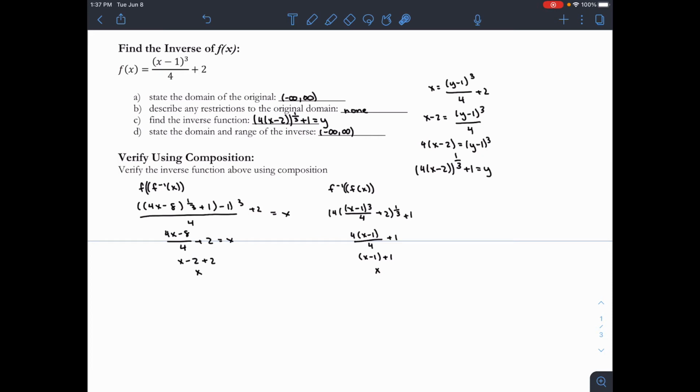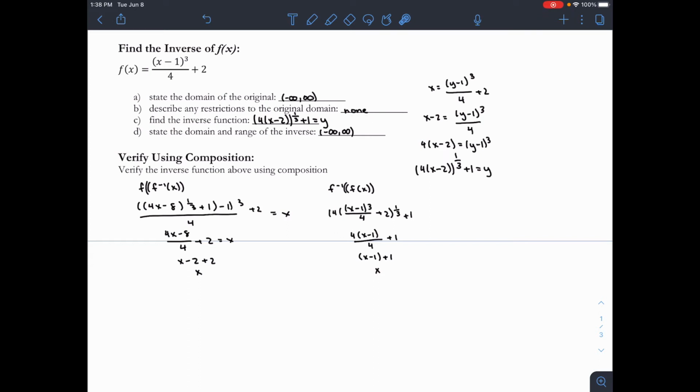The next one is find the inverse of f of x, which is this equation. So first of all, we have to state the domain, and when we graph it, we can see that it goes from left to right, in this direction with the arrow here. So that means the domain would be negative infinity to positive infinity, and the arrow's here because it's an even equation. And then describe any restrictions to the original domain. Because there's no x value in the denominator and there's no square root, we wouldn't have any restrictions on the domain, so I put none.